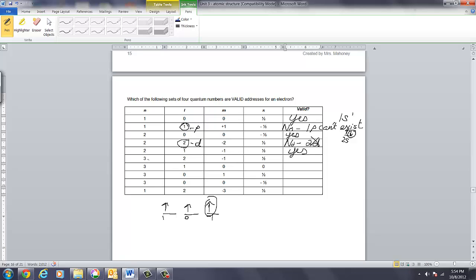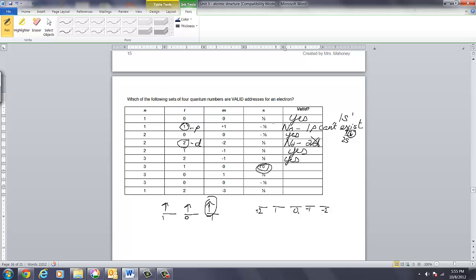Okay, this one's a 3d. If it's a d, I have 1, 2, 3, 4, 5: 2, 1, 0, negative 1, negative 2. So can I have a negative 1 and an up? Yeah, that exists. This is okay. Okay, look here. This is a 3p. That's fine. I can have this as a middle one. Ooh, that's wrong.